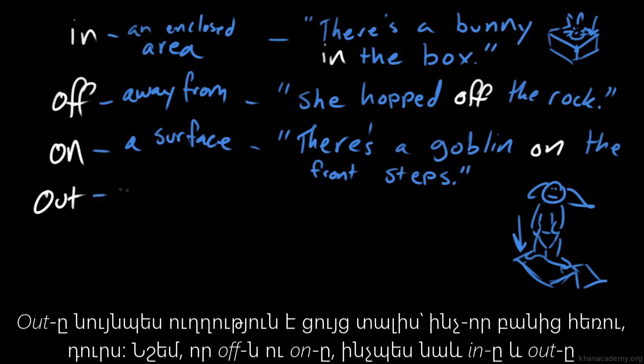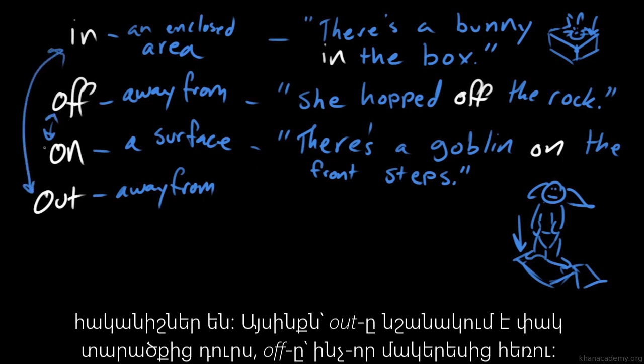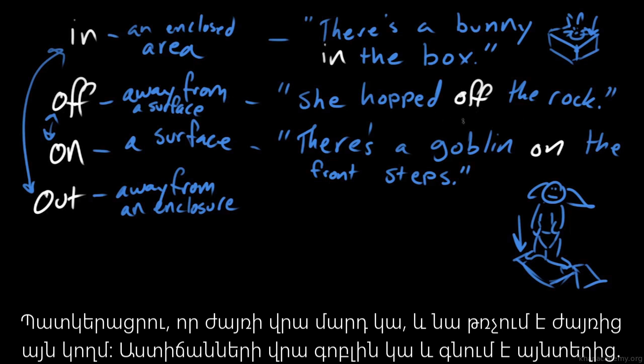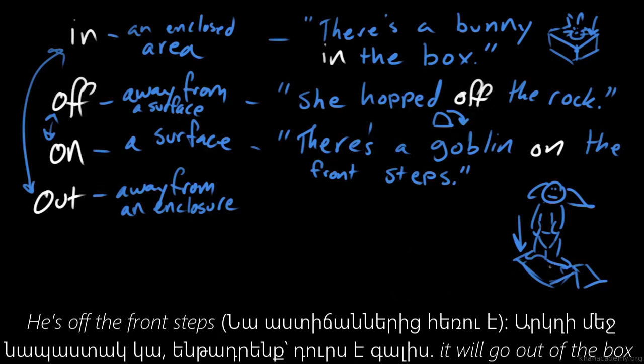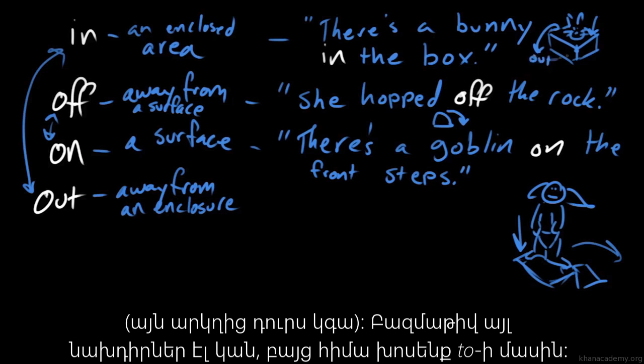Out is another direction word, away from something. And off and on and in and out mean the opposite of each other. Out means away from an enclosed area, and off means away from a surface. So if you can imagine, there's someone who's on the rock, and then they hop off the rock. There's a goblin on the front steps, and maybe the goblin leaves, he's off the front steps. There's a bunny in the box. If the bunny leaves the box, it will go out of the box.